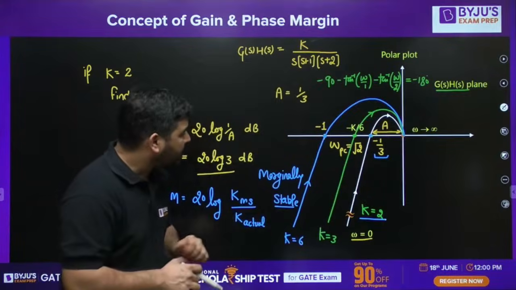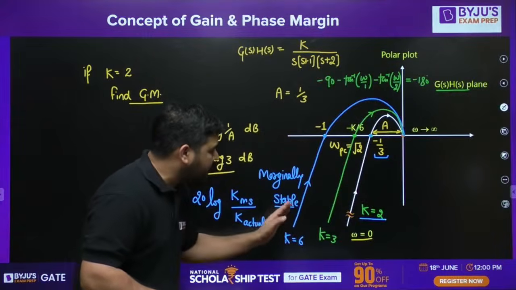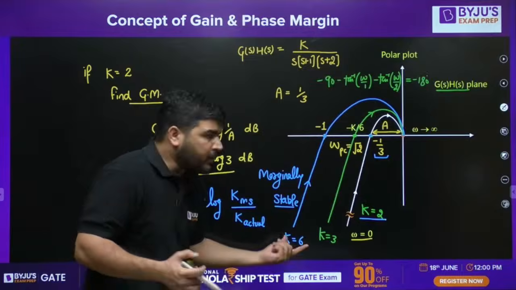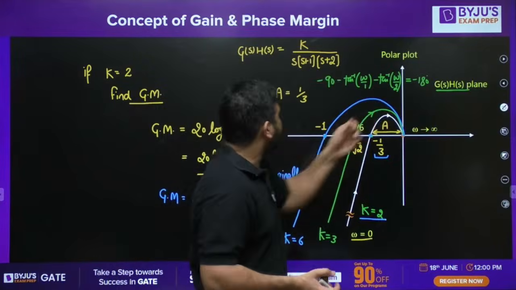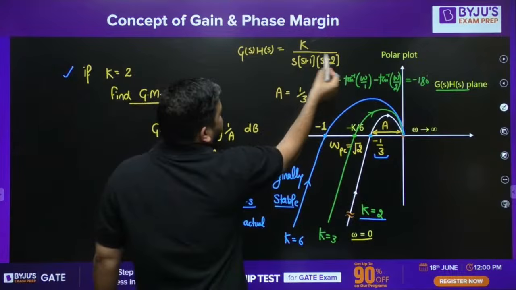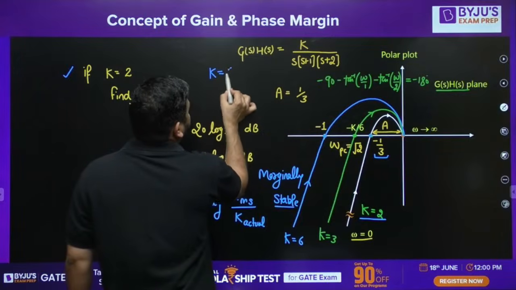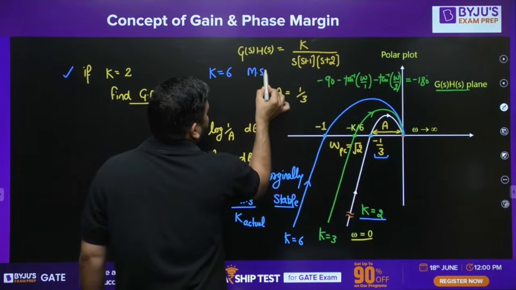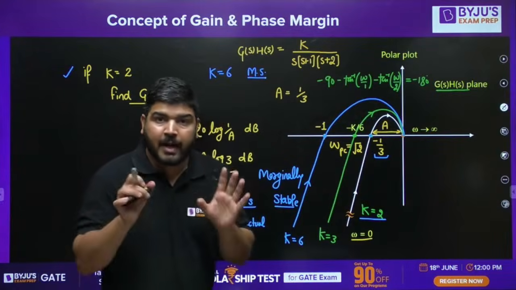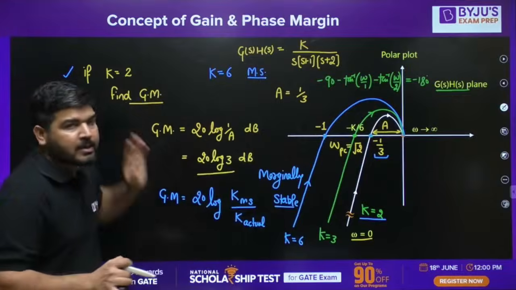And that method is, if you know for what value of k the system is marginally stable. So we know that for this system, let's say k is given as 2. And when we know that in this system, if k is equal to 6, the system will become marginally stable. Okay, the system will become marginally stable for k equal to 6 for this system. We know that. And the actual value is given as 2.